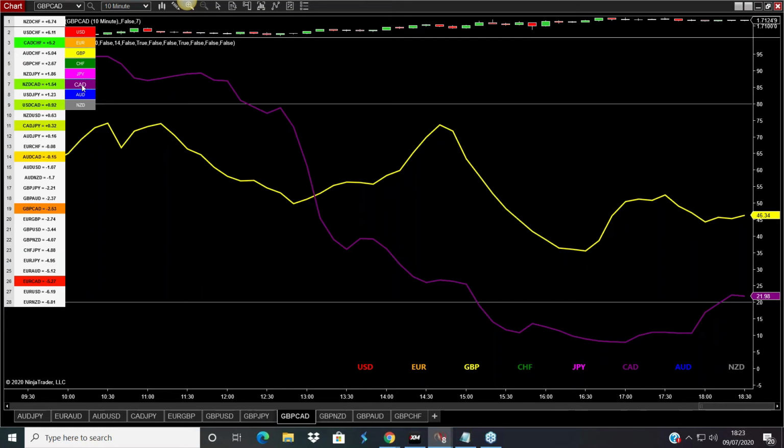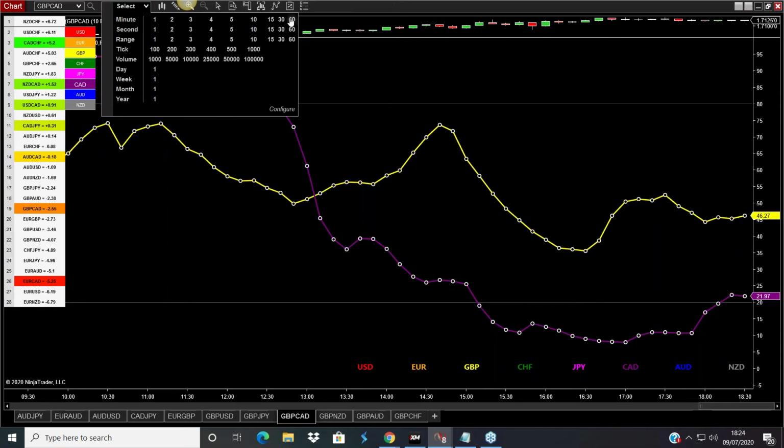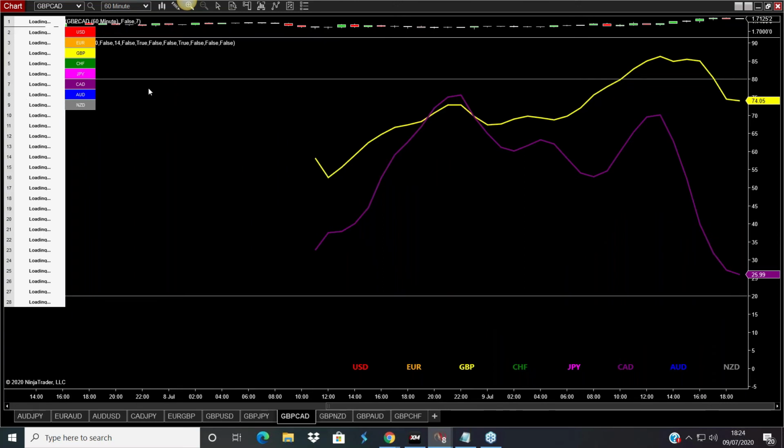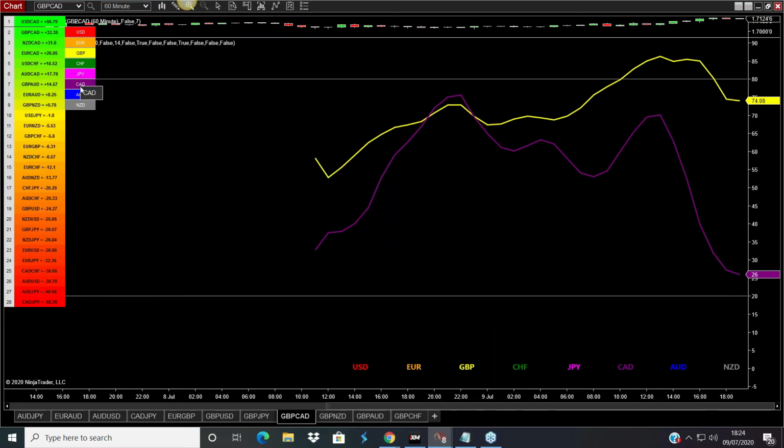Let's have a look at the Canadian here. What was the Euro CAD? Oh, it's going up. Let's look at the hourly chart. Let's compare apples with apples here. Let's have a look at the Canadian. Just take a few minutes. Put some more days in. Oh, there we are. Right, let's look at the Canadian.